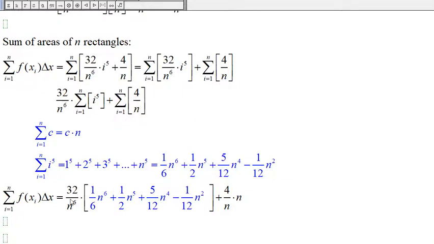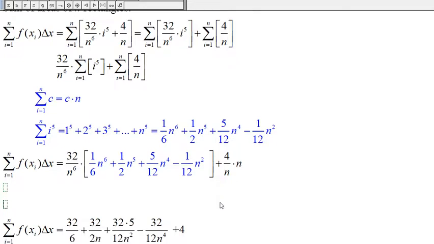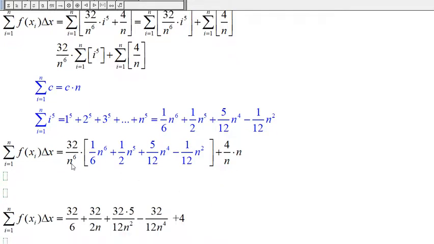And then multiply this out. 32 over n to the 6 times 1/6 n to the 6 would be just 32 over 6, because the n to the 6 here cancel out. And then next we get 32 over 2n, and then 32 times 5 over 12n squared, and then minus 32 over 12n to the 4th, and then this is 4. So this is the sum of areas of n number of rectangles.